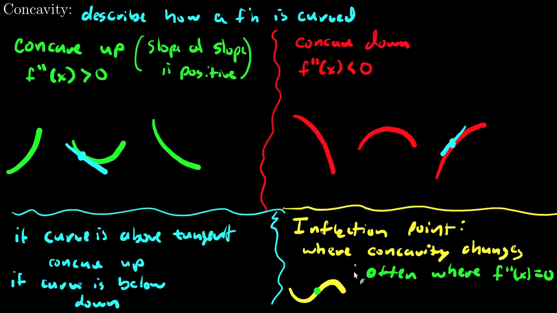I'm going to put a little asterisk on this. I mean often. So I can give examples where the second derivative equals 0, but it's not an inflection point. For example, f of x equals x to the 4th. The second derivative is 0 at 0, but it's concave up everywhere. I can also give examples that have an inflection point, but never get the second derivative equal to 0.